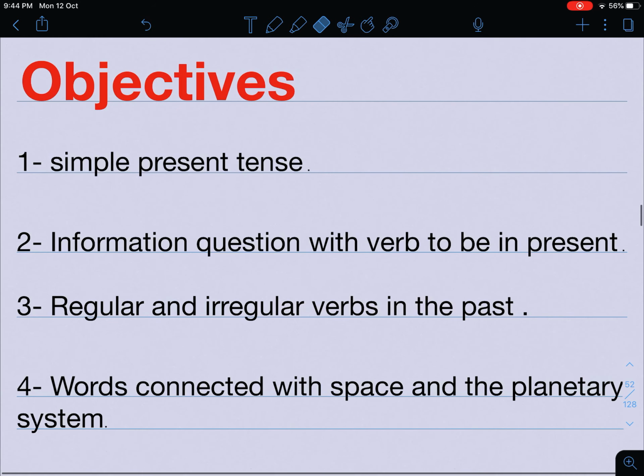Now let's take a look at the objectives. Number 1, simple present. Number 2, information question with verb to be in the present. Number 3, regular and irregular verbs in the past. And number 4, words connected with space and the planetary system.